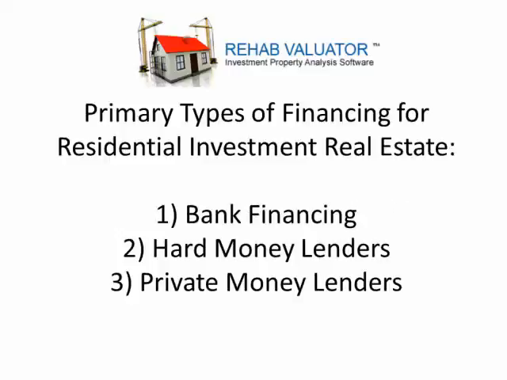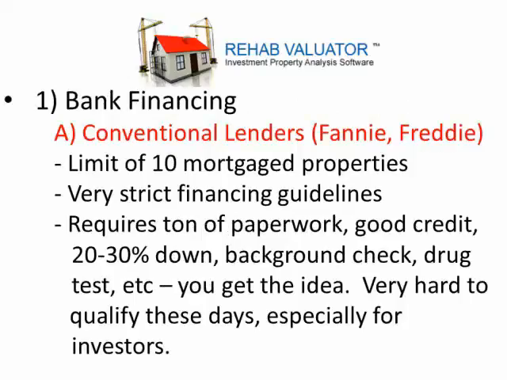Primary types of financing for residential investment real estate. There's bank financing, there's hard money lenders, and there's private money lenders. So when it comes to bank financing, there's obviously the conventional lenders, Fannie and Freddie. There is a limit of 10 mortgaged properties, very strict financing guidelines, requires a ton of paperwork, good credit, 20-30% down, background check, criminal check, drug testing. You have to give them your firstborn. You get the idea. Very hard to qualify these days, especially for investors.